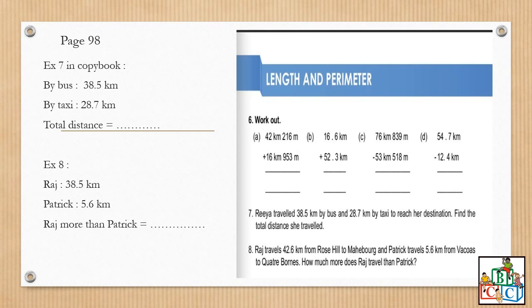Raj travels 42.6 kilometers from Rosehill to Maibo, and Patrick travels 5.6 kilometers from Vakwa to Katrebon. How much more does Raj travel than Patrick? So the same. Exercise 8, you are going to write Raj 38.5 kilometers, Patrick 5.6 kilometers. How much more does Raj travel than Patrick? You are going to write Raj more than Patrick. You are going to do your calculation. It's easy as well.